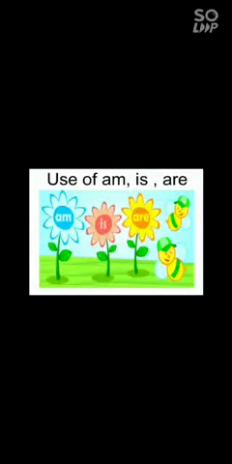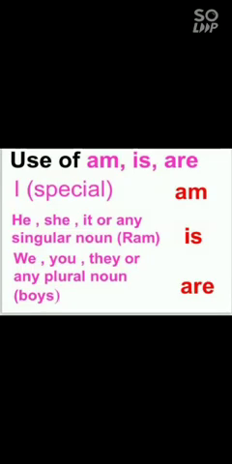Use of am, is, are. See children, how to use am, is and are. I is special as you know, and I is always used with am. With he, she, it or any singular noun like Ram, we use is as they are singular. With we, you, they or any plural noun like boys, we use are as they are plural.